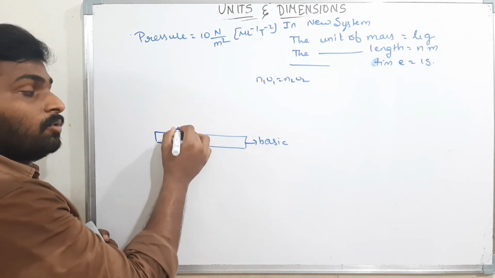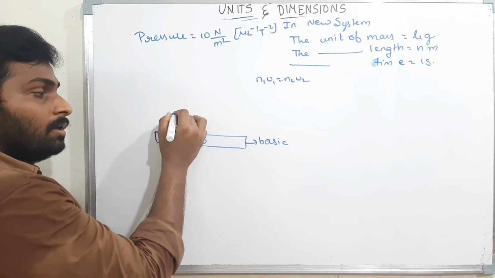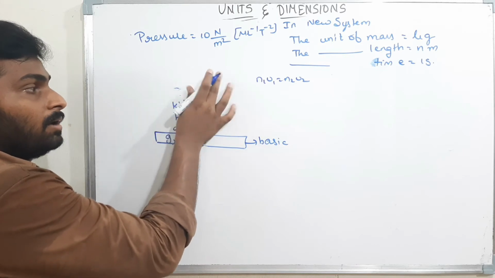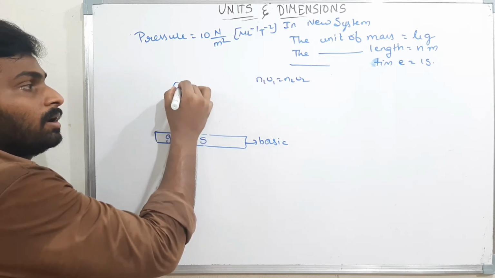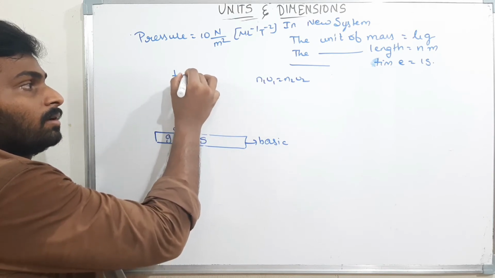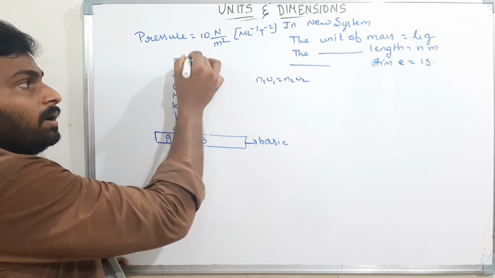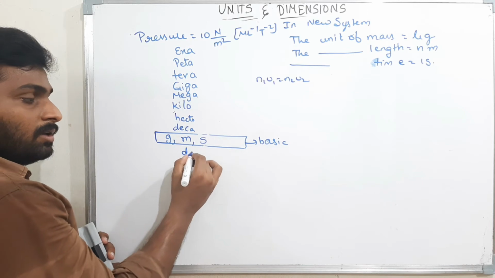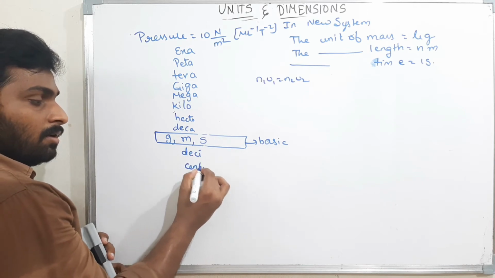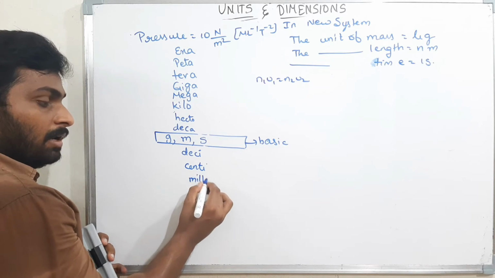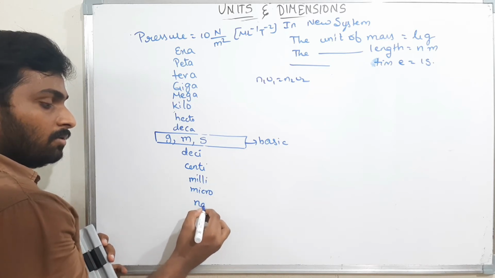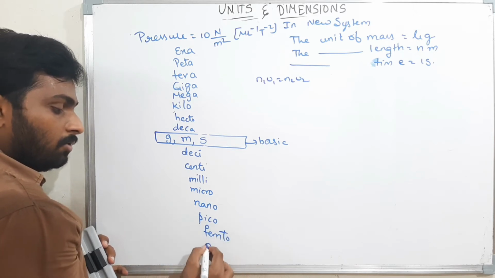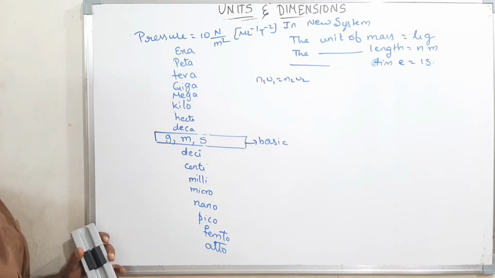We will see the first ones, more than basic: deca, hecto, kilo, mega, giga, tera, peta, hexa. Now, if we take less than the basic unit, that is deci, centi, milli, micro, nano, pico, femto, atto. Now, what are those values?